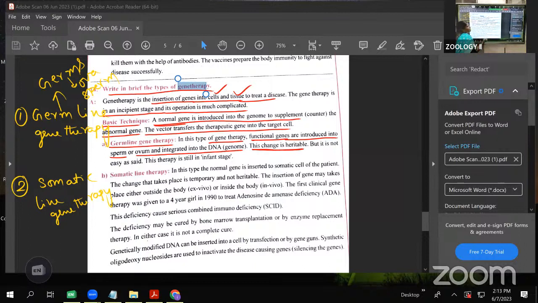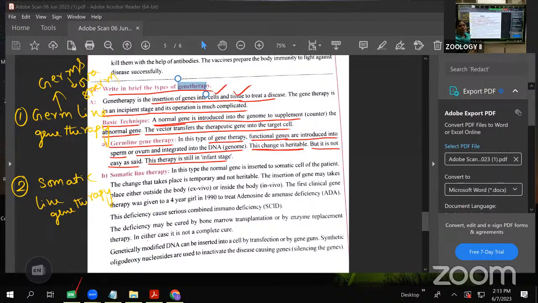This change is inheritable, but it is not easy, it is a complicated one. Also this therapy is still in the infant stage only. In the infant stage only, this therapy can be done. In the adult stage, we can't do this type of gene therapy. Clear? Germline gene therapy means insertion of functional genes in place of the abnormal genes.